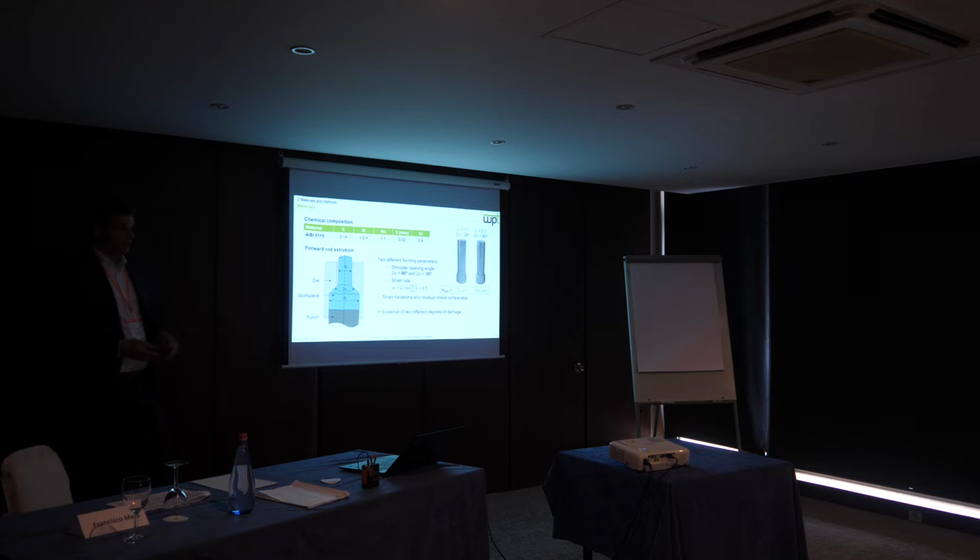Since you now know the resistance method, I want to talk about the material and the forming process. I investigated the case hardening steel AC 5115 with the chemical composition shown here. For this investigation, I chose the forming process forward rod extrusion. This process is done by pressing a workpiece through a die with a punch, thus reducing the diameter.